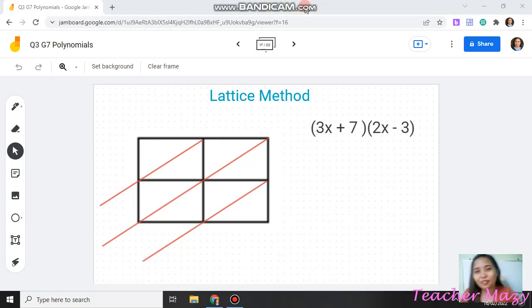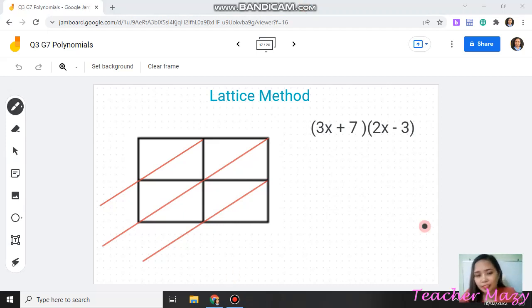Okay, so for this video, I will discuss the lattice method. The lattice method is a mechanical procedure in multiplying polynomials. So you can multiply any polynomials using this method. So how do we use it?